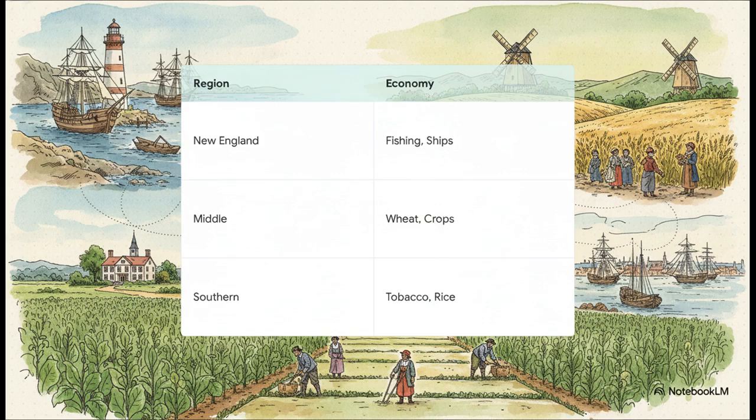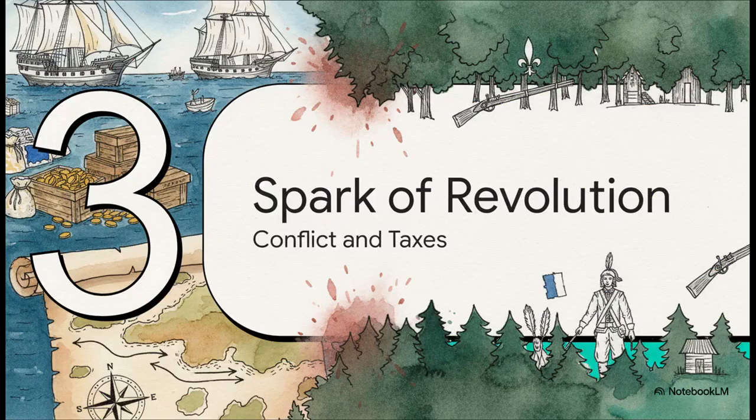Meanwhile, the southern colonies built an economy completely dependent on vast plantations and enslaved labor to mass-produce tobacco and rice. All of this combined fueled incredibly busy, wealthy port cities. So, the colonies are booming. That leads us right into Section 3, the spark of revolution.